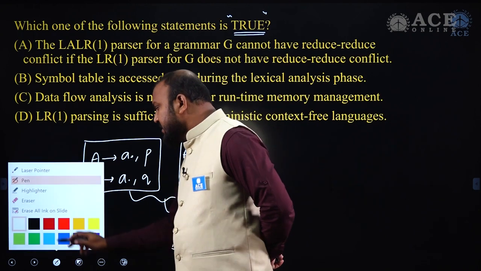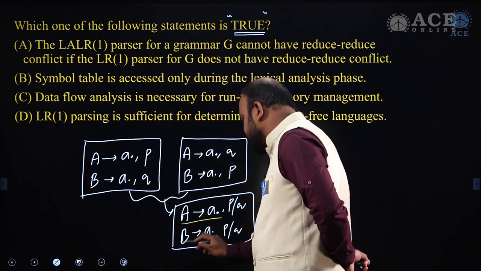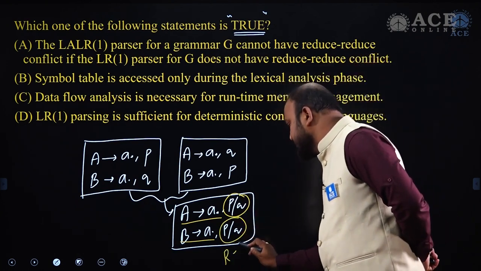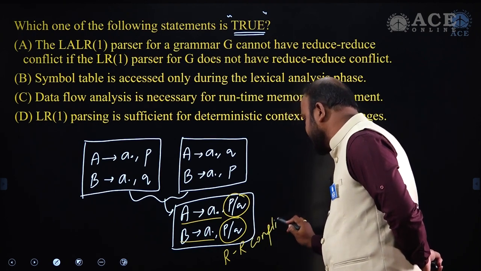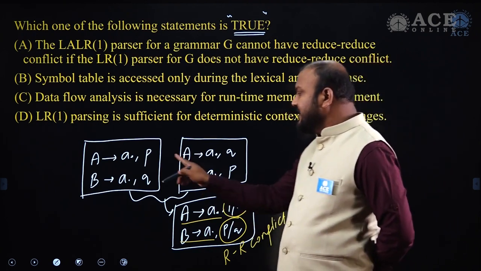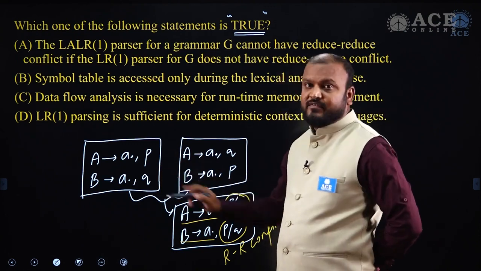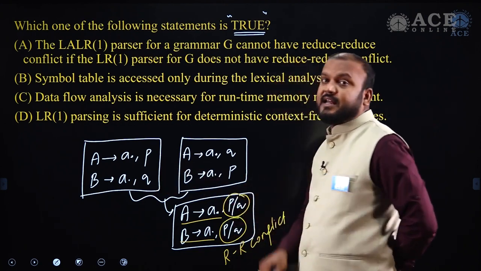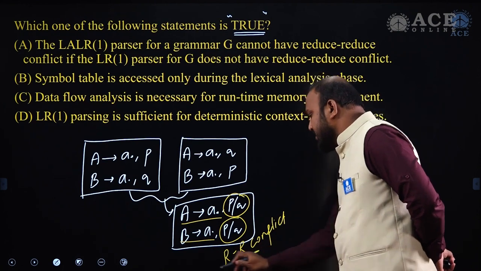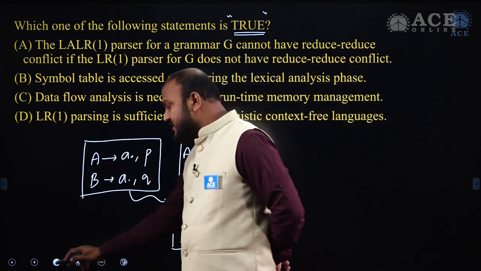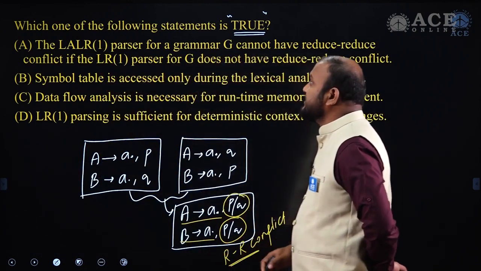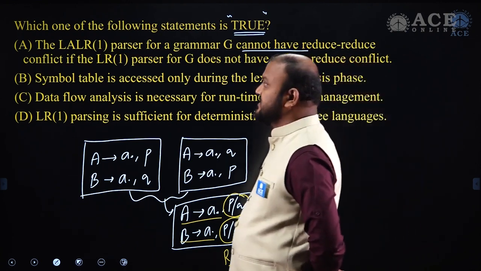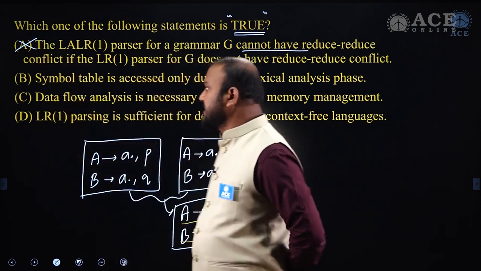Now here you observe, this is a reduction, this is also a reduction, and both are reducing on the same lookahead terminals. Now I can call this an RR conflict, reduce-reduce conflict. What does it mean? Even if there is no RR conflict in the LR(1) states, merging LR(1) states into LALR(1) may cause an RR conflict. But what is the statement given? The LALR(1) parser for a grammar G cannot have reduce conflict, but there is a possibility of having reduce conflicts. That's why option A is incorrect.